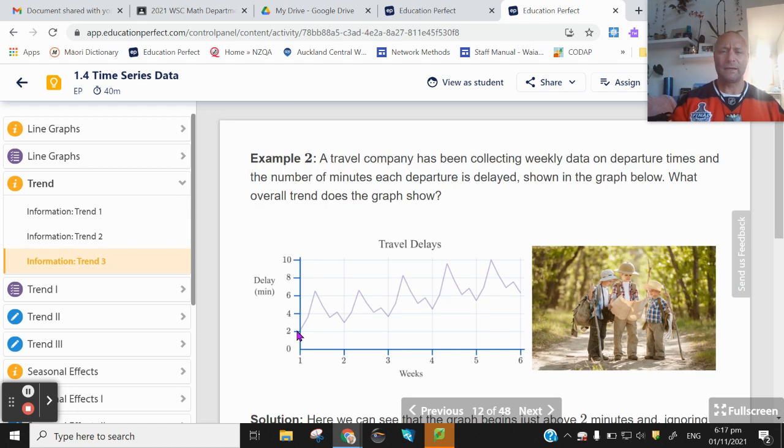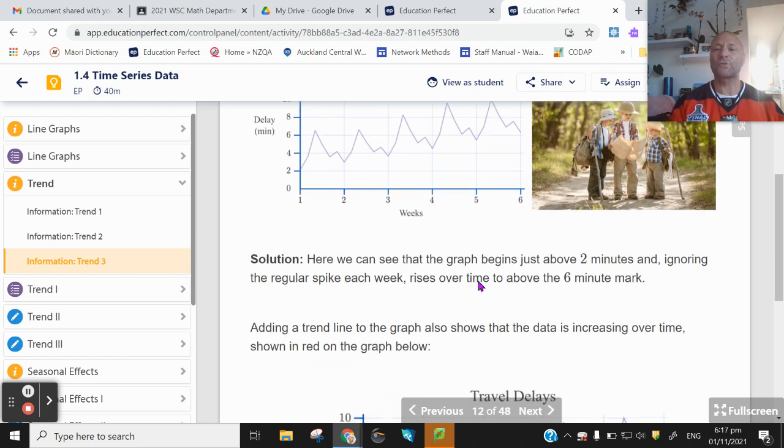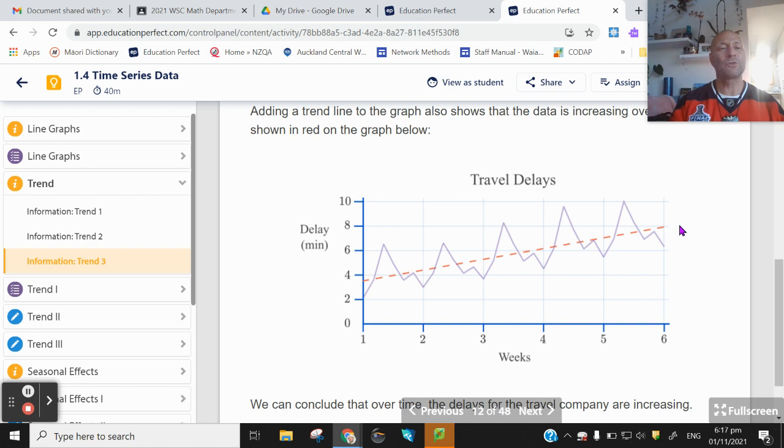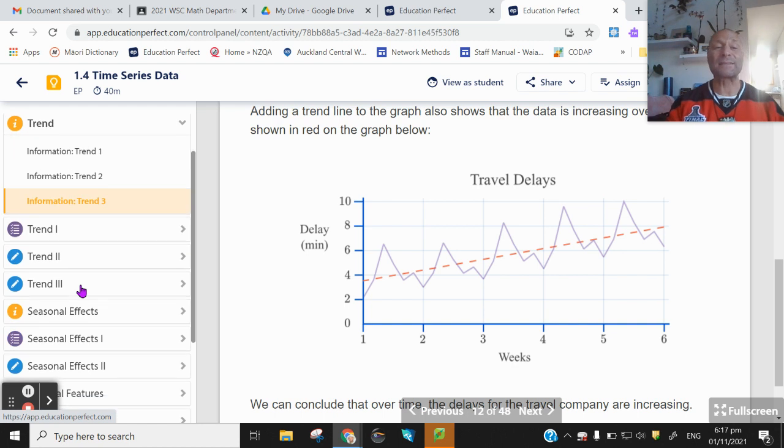Here, from the beginning of week 1, a delay of 2 minutes till the end, a little more than 6, even though it does go up and down, the overall trend is increasing over time, as shown in the red line there. Okay, that's going to get you to some questions on the trend. We'll be right back to talk about seasonal effects.